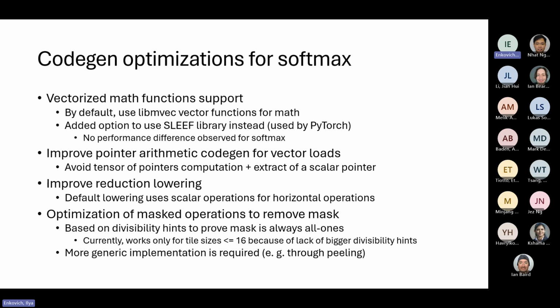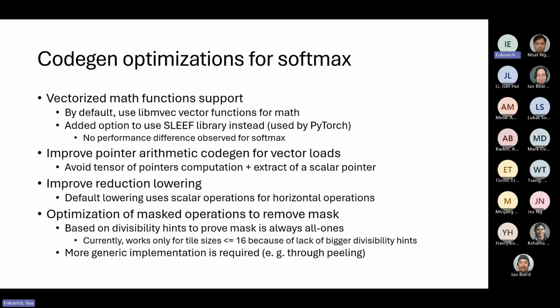So we might change divisibility hints behavior to provide more divisibility hints when it's not 16 divisible, but 32, 64, and so on. And another option is to use a more generic approach and just peel out the last loop iteration to get rid of masks, at least in the loop.